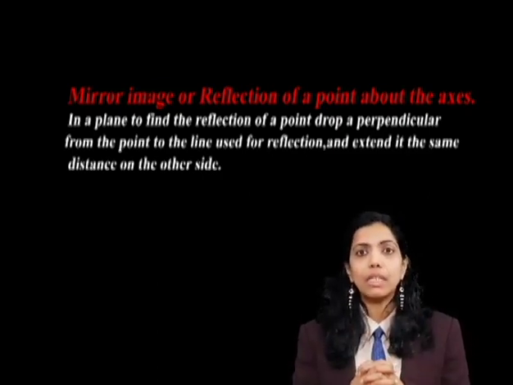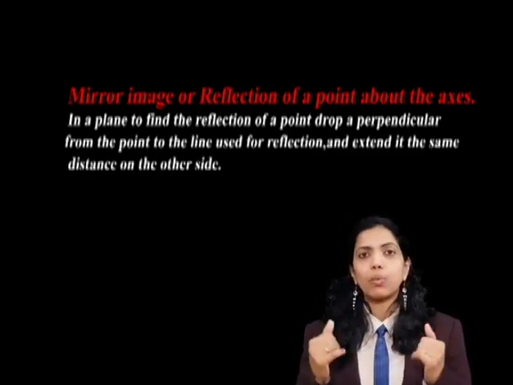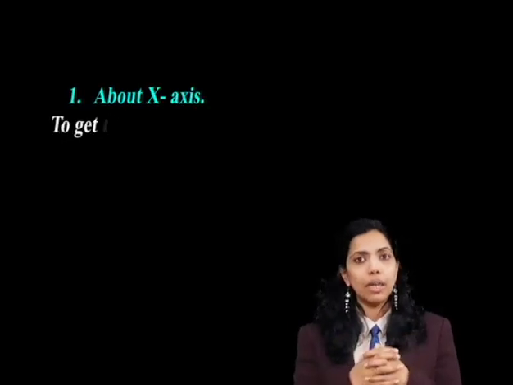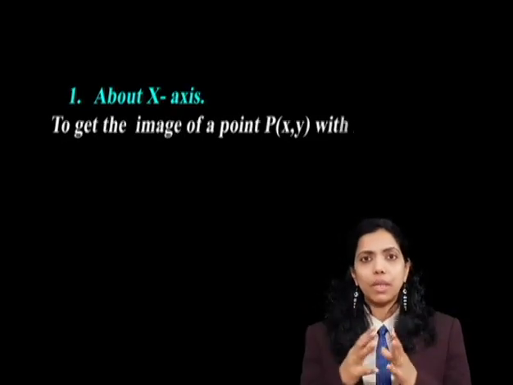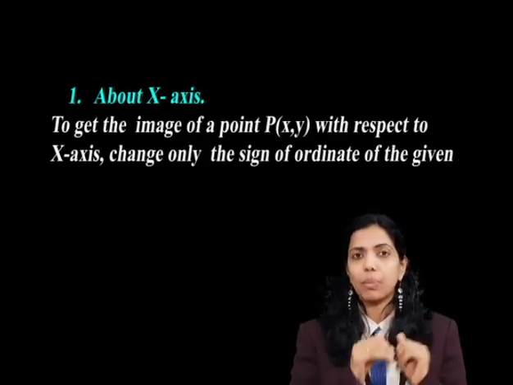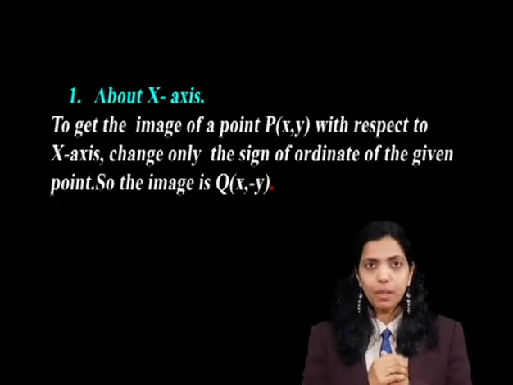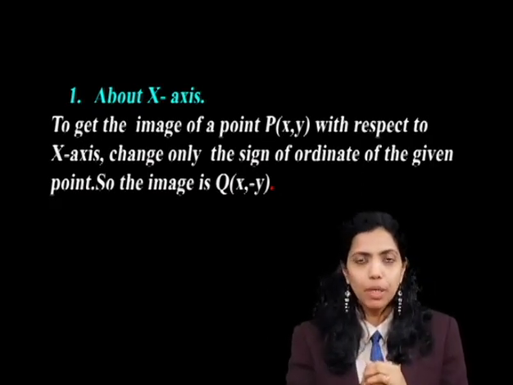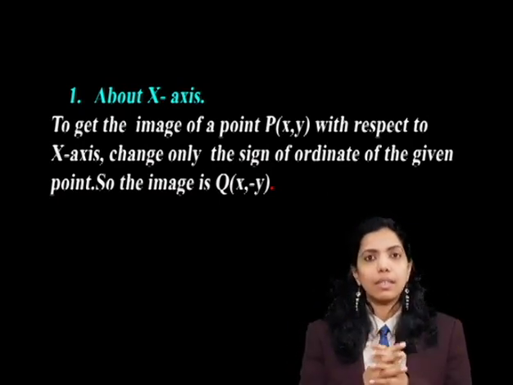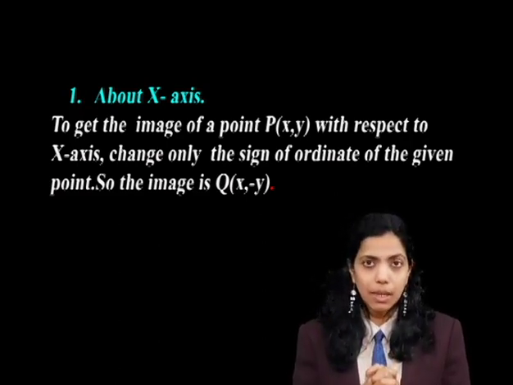So we can have a detailed report about the x-axis, what will happen, and about the y-axis, and about the origin also, what will happen to the coordinates of the mirror image. So the first one is about the x-axis. In this case we are keeping the horizontal line, the x-axis, as the mirror line. To get the image of a point P of x, y, definitely if I am giving a point, it has both x and y coordinates. So we are keeping the x-axis as the mirror line.